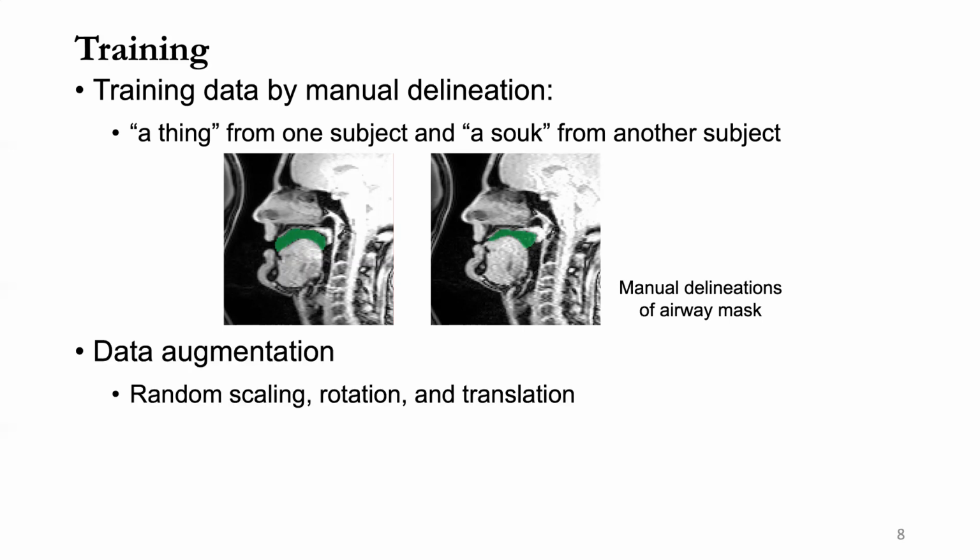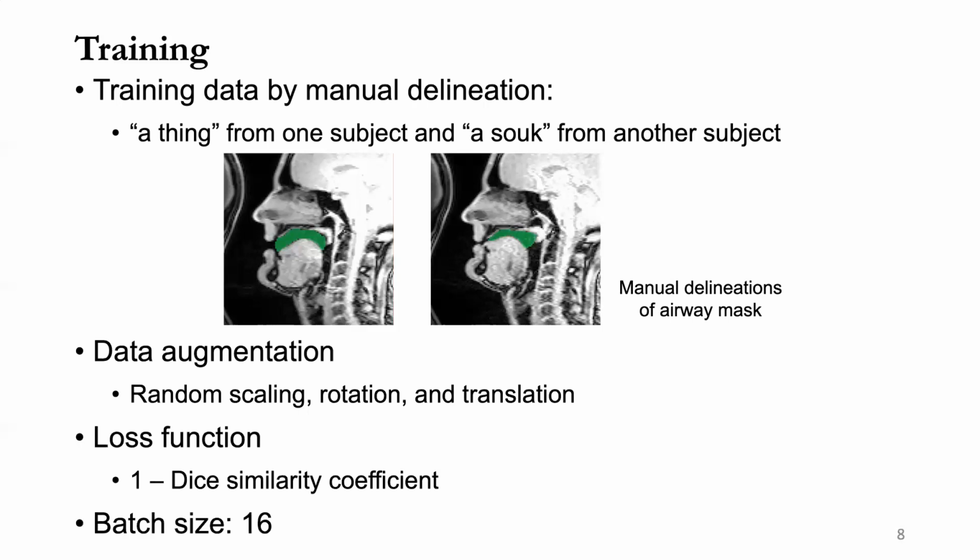During training, we used data augmentation by applying random scaling, rotation, and translation to the images. The loss function was 1 minus the mean dissimilarity coefficients, and the batch size is 16.